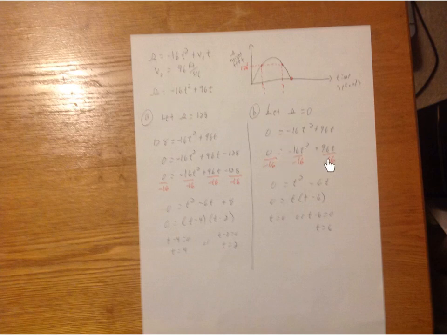You divide by -16 again. You don't have to. Then I factor the common t. You could use quadratic formula. But factoring is pretty easy. So you get 0 in 6 seconds. 0 means just initially on the ground, and 6 seconds later, it's back on the ground.